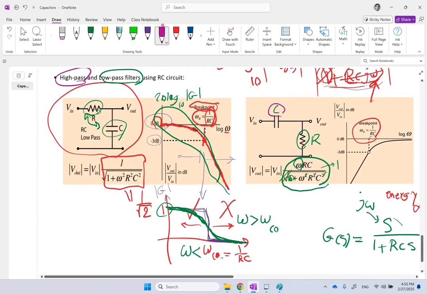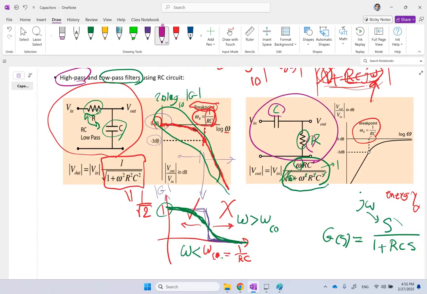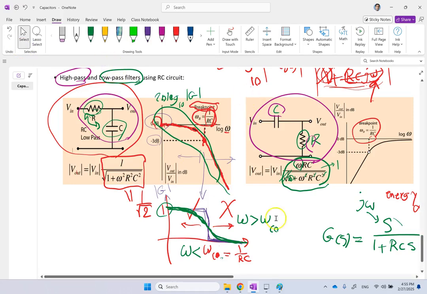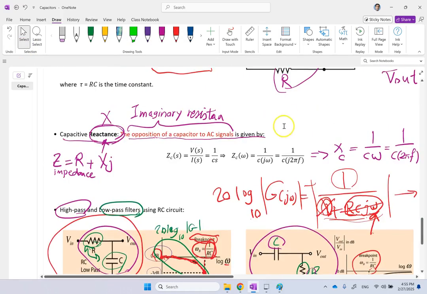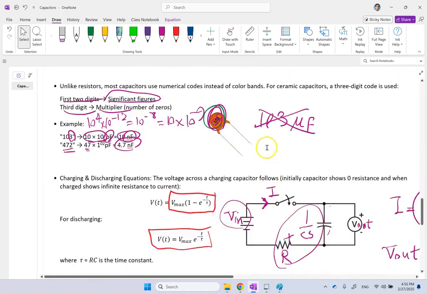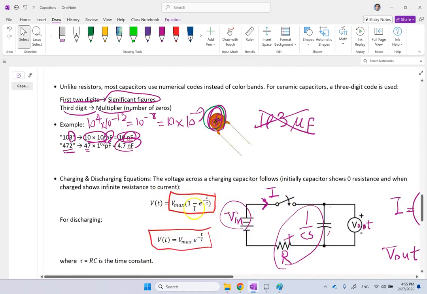So with a simple capacitor and resistor, you can make a high-pass filter or a low-pass filter, depending on where you put R, where you put C. And you see all the analysis could simply be done by the simple definition that the reactance or the impedance is 1 over C omega or 1 over Cj omega. And we can also use that to analyze the voltage in charging and discharging.